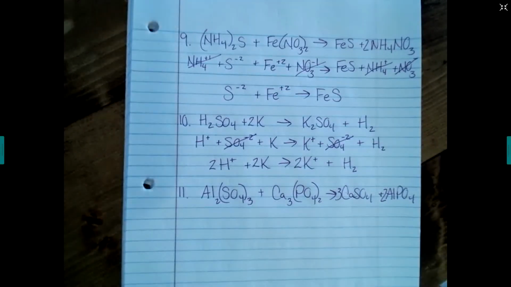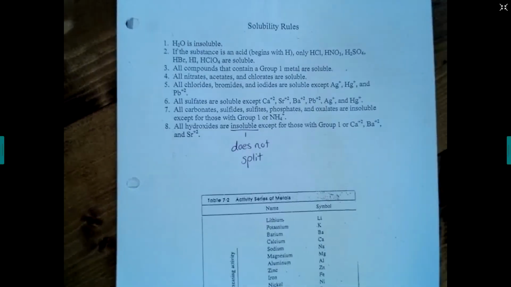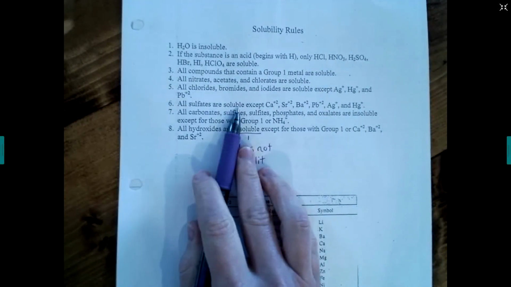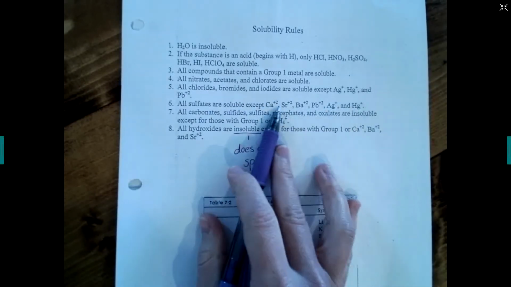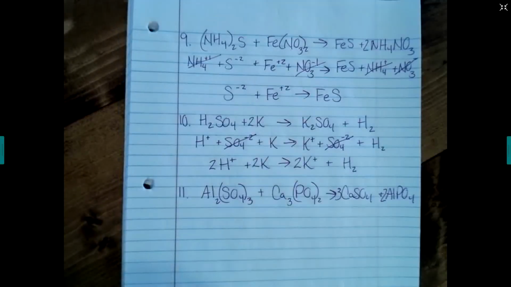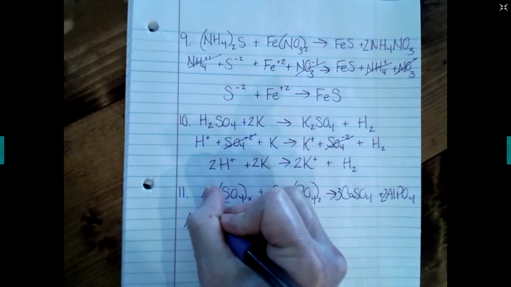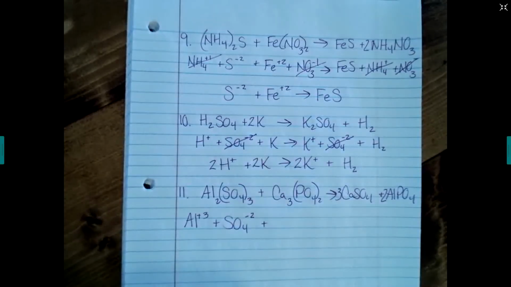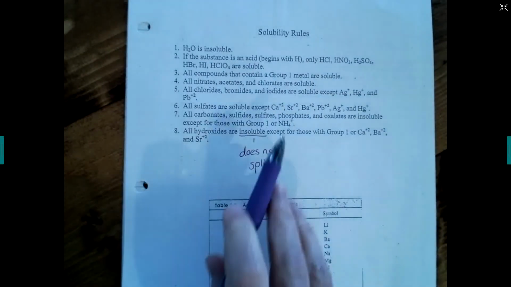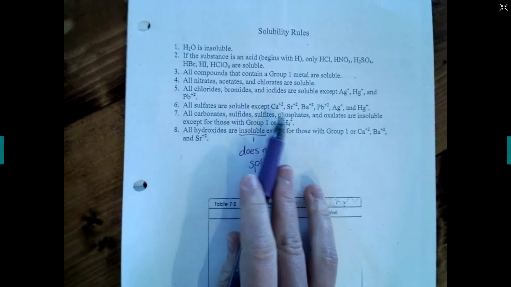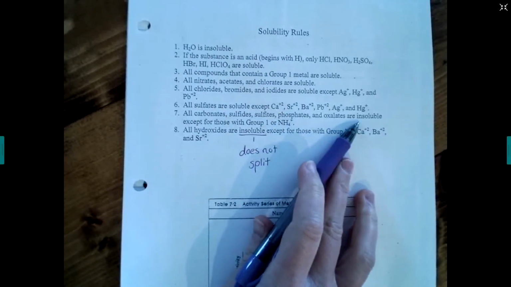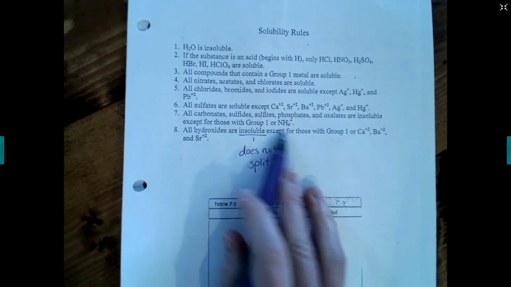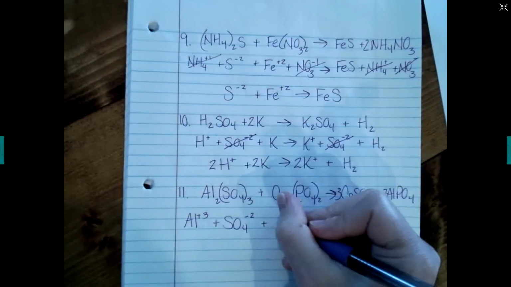All right, so let's see if aluminum sulfate is going to split. Your rule about sulfates says that all sulfates are soluble, and aluminum is not one of the exceptions, so that is going to split. All right, calcium phosphate. Your rule about phosphates is that all phosphates are insoluble, and we don't have an exception here. Calcium is not on that list. So that's going to stay together.